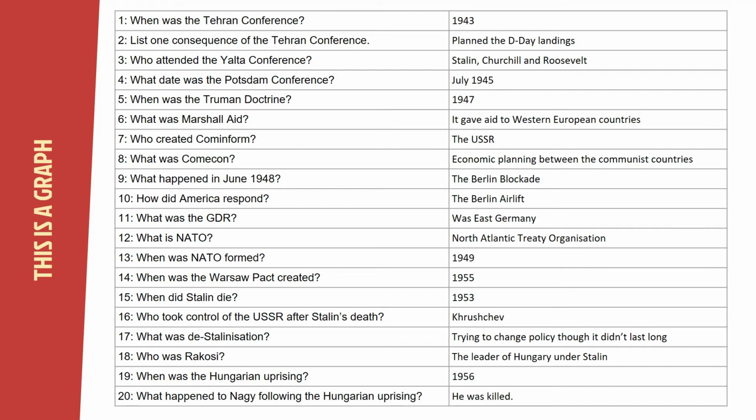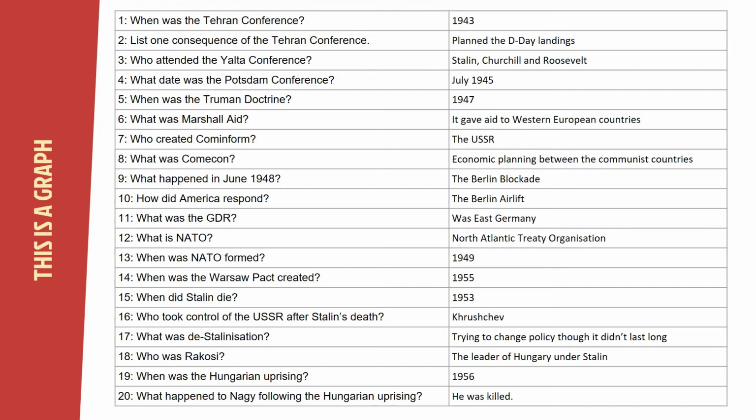The GDR was the East German side, so the German Democratic Republic. NATO was the North Atlantic Treaty Organization, so remember that's a collection of capitalist countries. So we had that on one side, and then the Warsaw Pact was the Russian version. NATO is formed in 1949, the Warsaw Pact a bit later, so 1955.